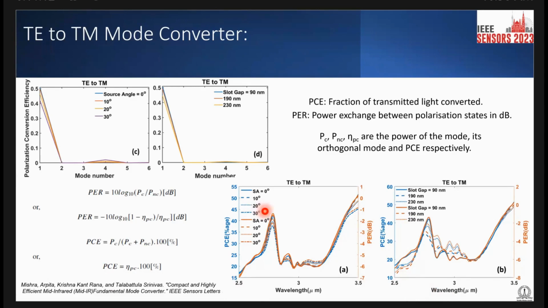Here we have changed the source angle, from 0 degree, 1 degree, 10 degree, 20 and 30 degree, and the slot gap variation we have done from 190 to 230 nanometer.